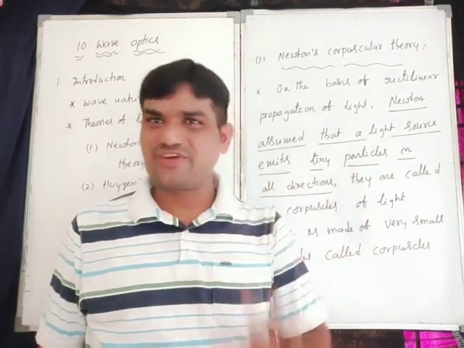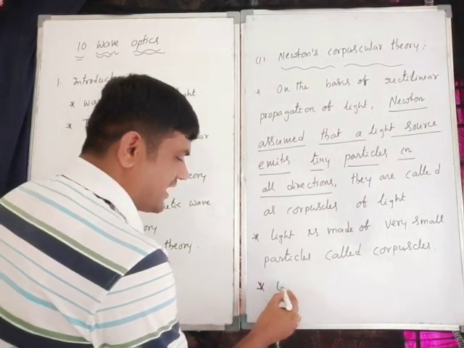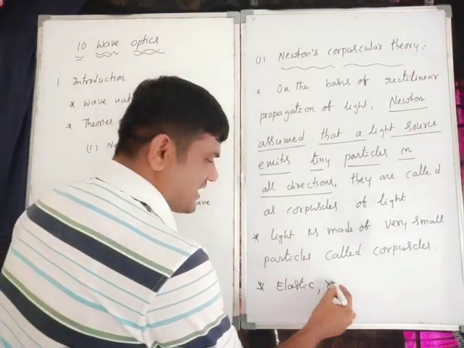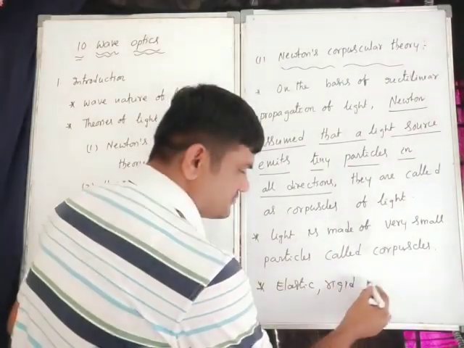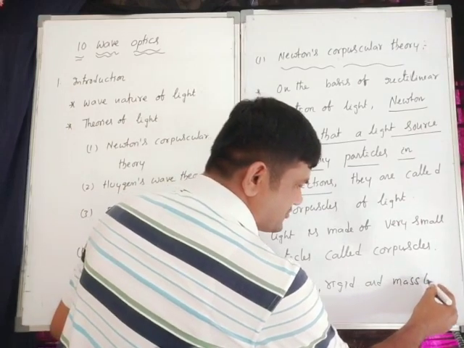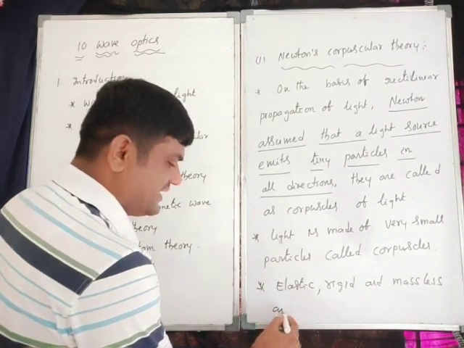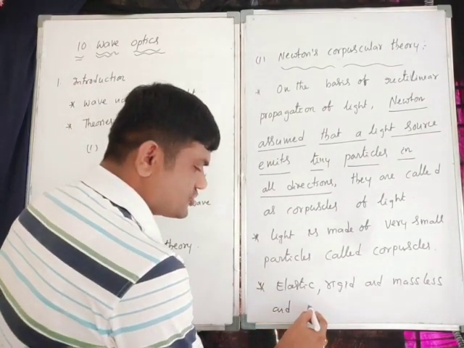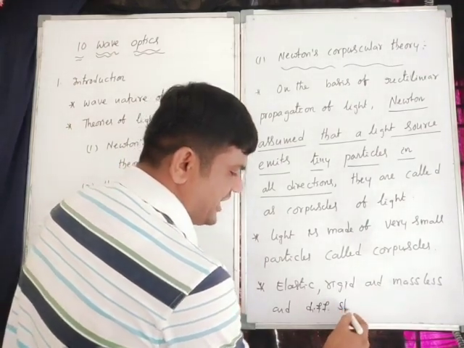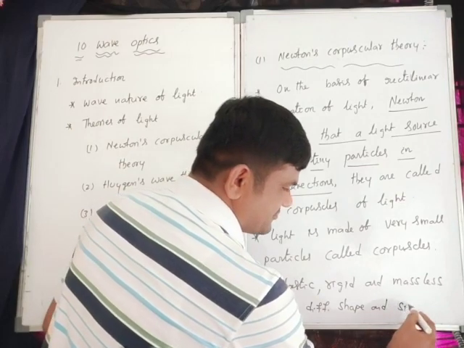These particles are called corpuscles. And also remember, these particles are having what nature? Elastic nature. This one is having elastic nature and rigid nature. And these are massless particles, and these are having different shapes and sizes.